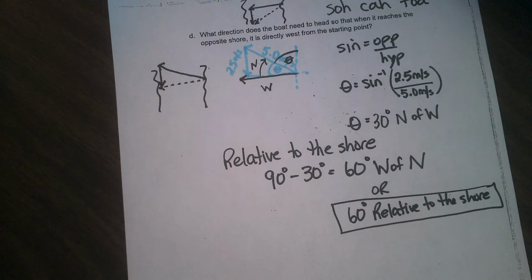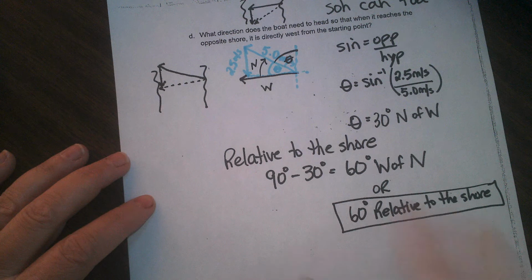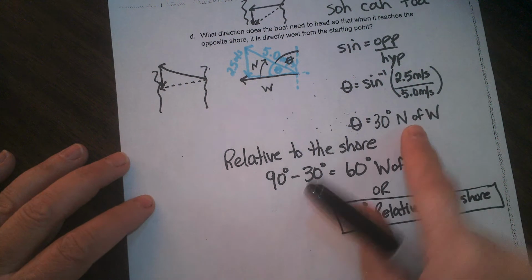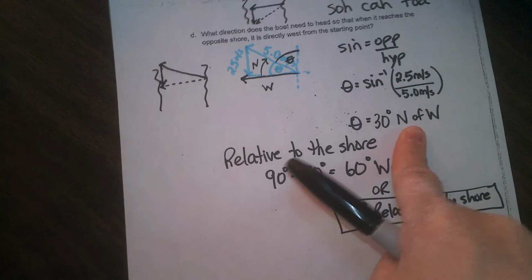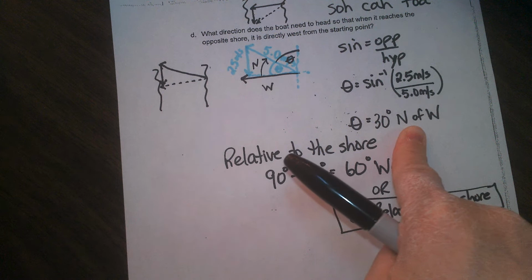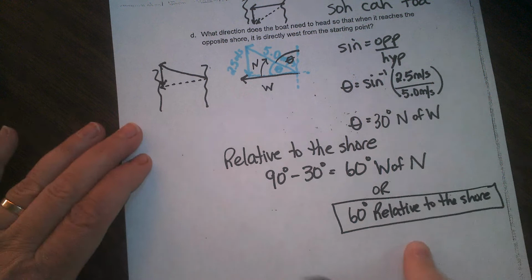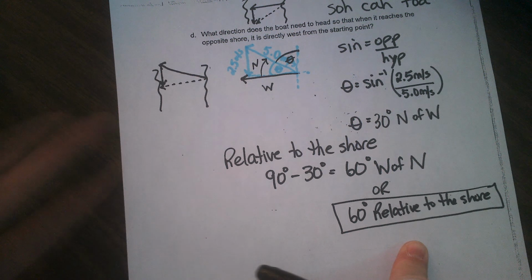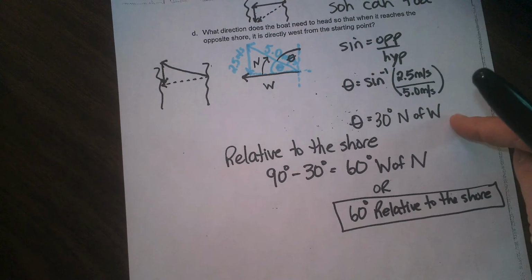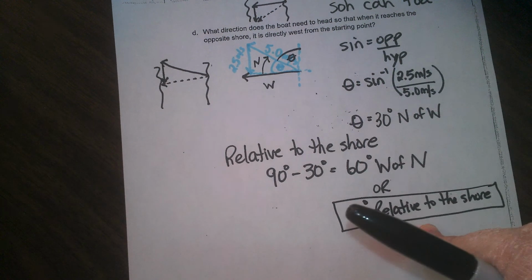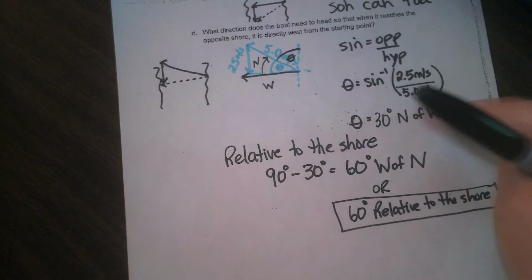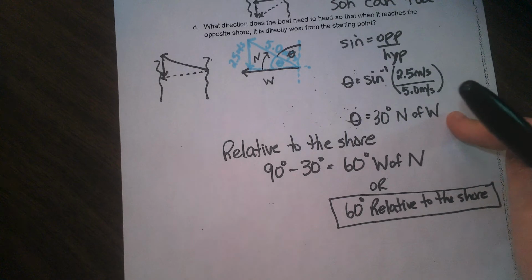Okay? This part gets a little bit confused. I wouldn't mark you wrong. If you did this and you stopped your question at 30 degrees north of west, I wouldn't mark you wrong. You would get full credit for that answer. This 60 degrees relative to the shore happens to be the better answer. Okay? So if this works in your brain and this muddles your brain, start with this. Okay?